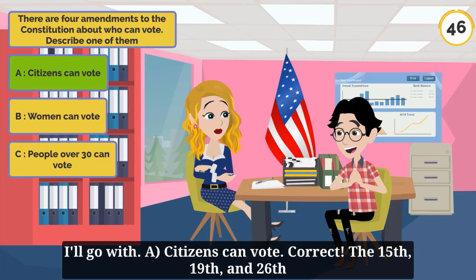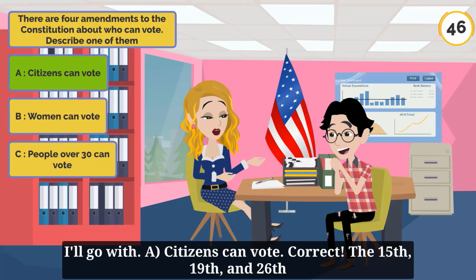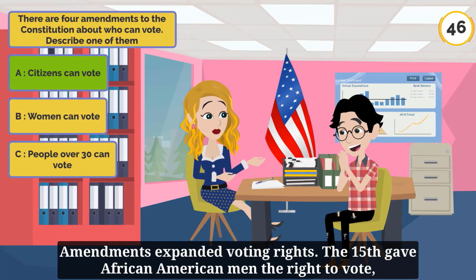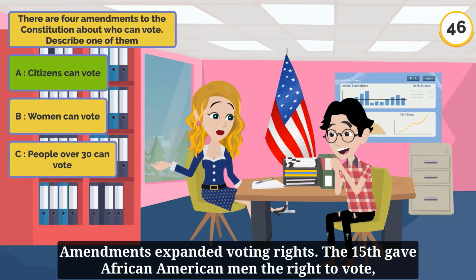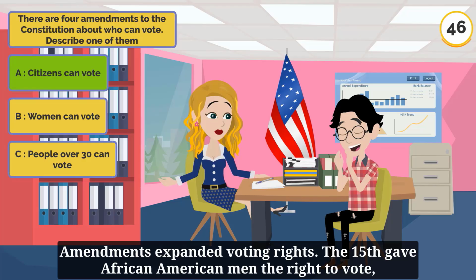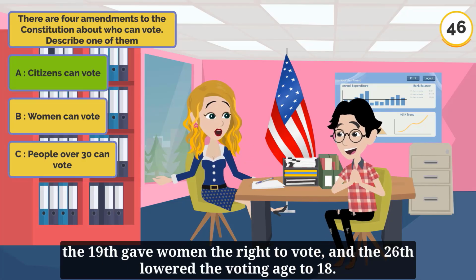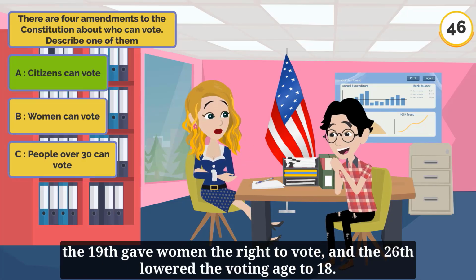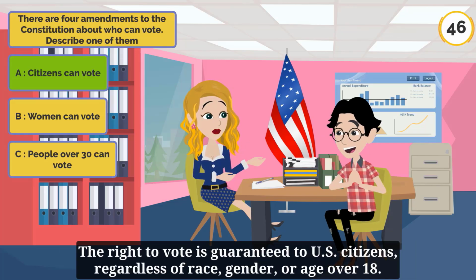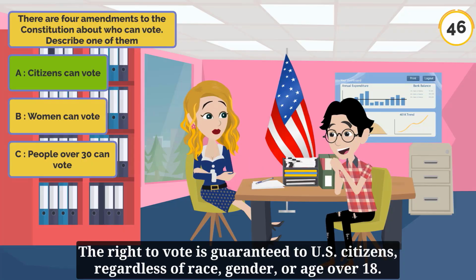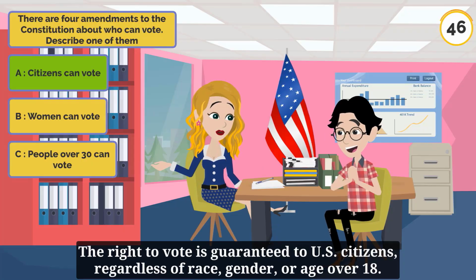Correct. The 15th, 19th, and 26th Amendments expanded voting rights. The 15th gave African American men the right to vote, the 19th gave women the right to vote, and the 26th lowered the voting age to 18. The right to vote is guaranteed to U.S. citizens, regardless of race, gender, or age over 18.